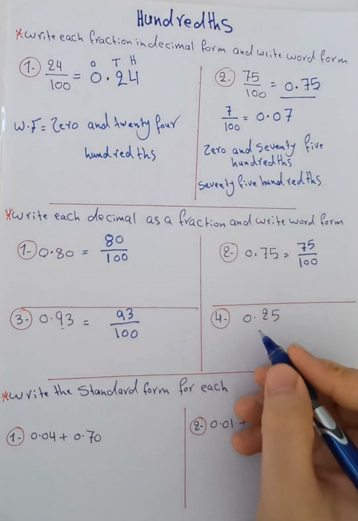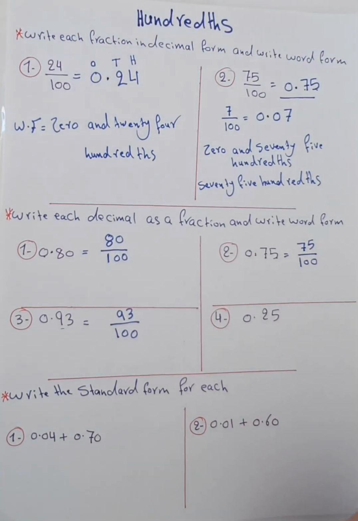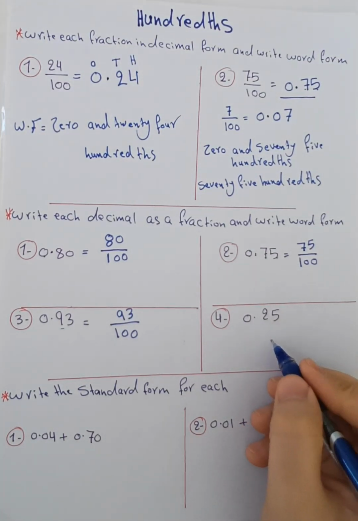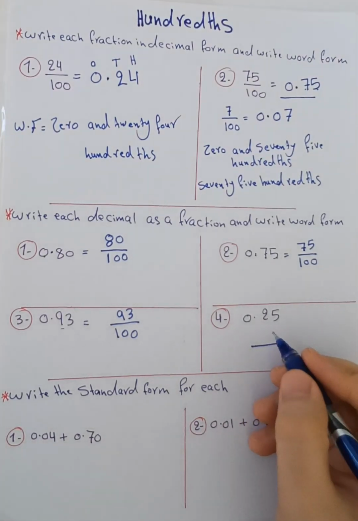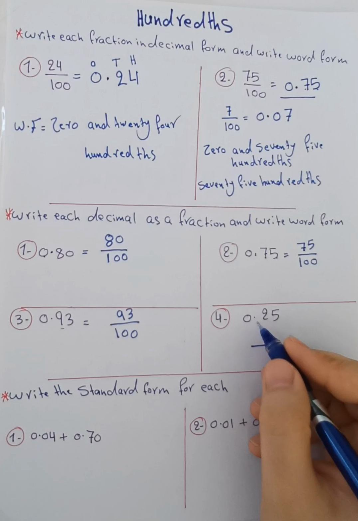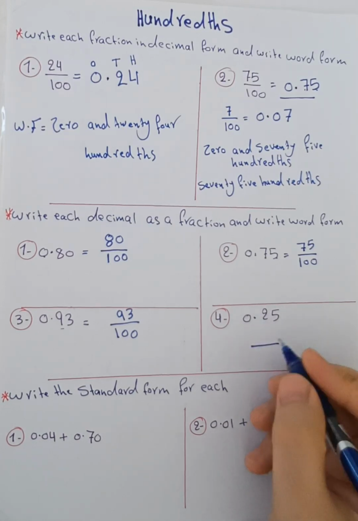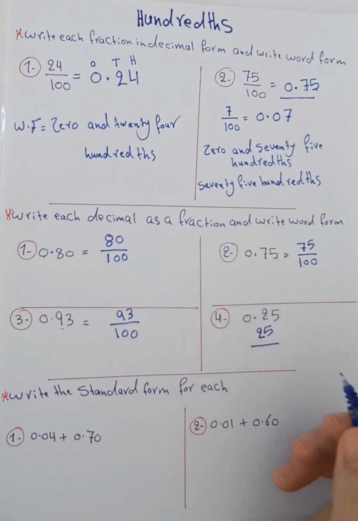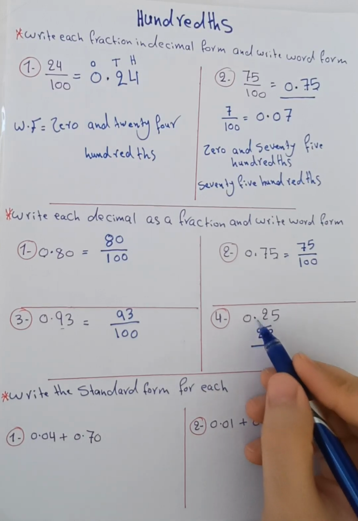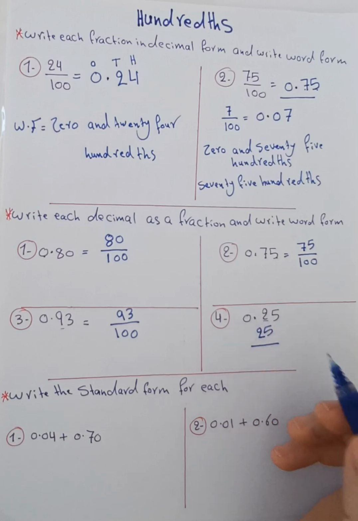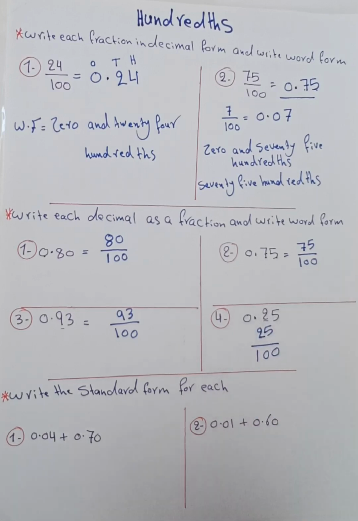Example number 4, we have 0.25. So we have to make a line, and then we have to write all the numbers after this point as the numerator, and for the denominator, because we have two numbers after this point, we have to write two zeros with 1. So 0.25 is 25 out of 100.